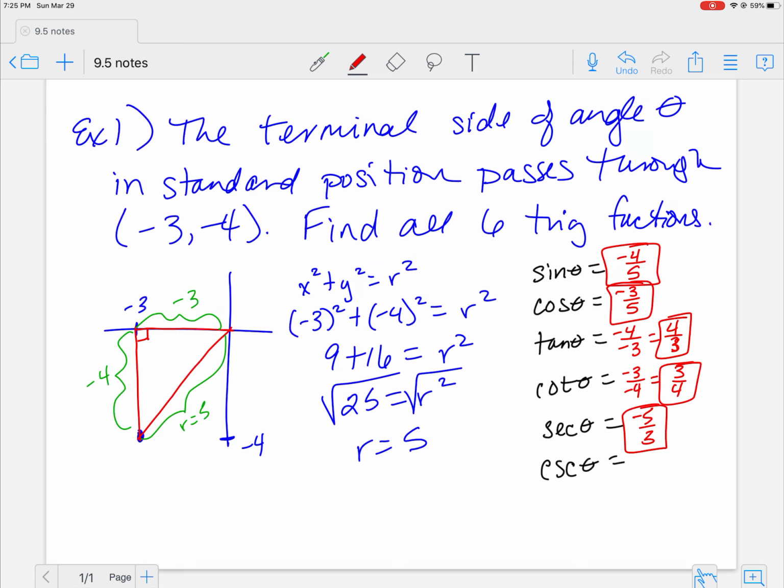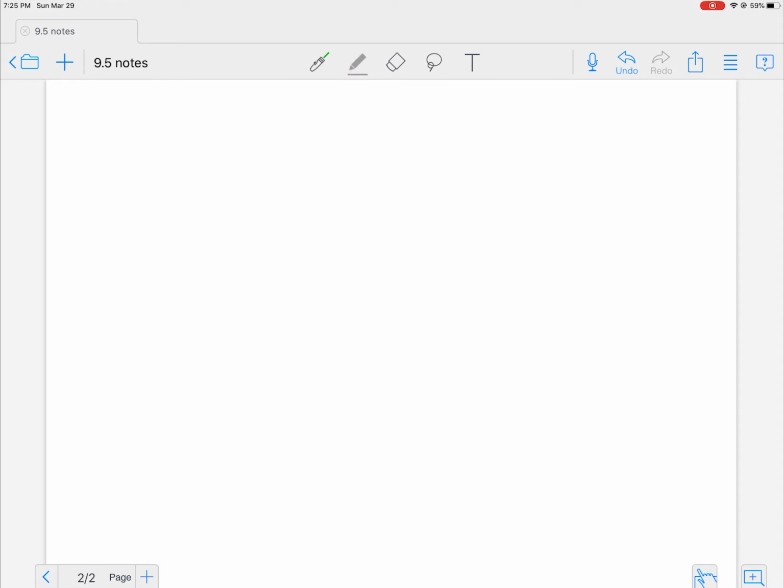Secant goes with cosine. If cosine is negative 3/5, what do you think secant is? Negative 5/3, exactly. Cosecant is the reciprocal of sine, and sine is negative 4/5, so cosecant is negative 5/4. The negative sign in front of the fraction doesn't matter if it goes in the numerator or denominator; the whole thing is negative. That's the point of that, right? Okay, good. Let's keep on keeping on.